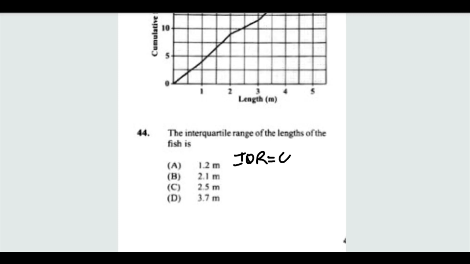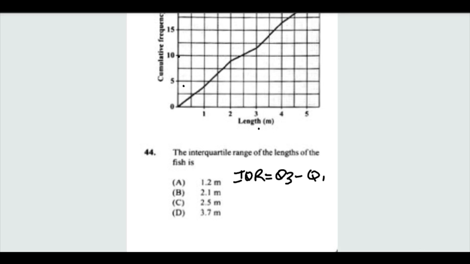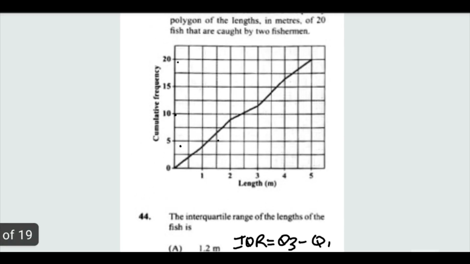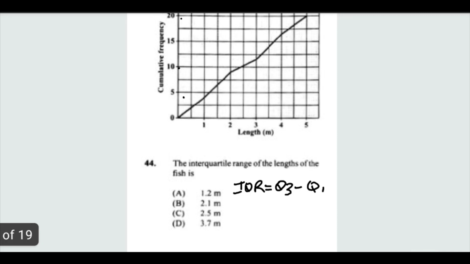Interquartile range is equal to Q3 subtract Q1. This cumulative frequency is divided into 4 quarters: the first quarter, second quarter, third quarter, and the fourth quarter, which is the whole. So for the interquartile range, you have to find 3/4 of 20, because there are 20 fishes in all, right? And 3/4 of 20 would be 15.